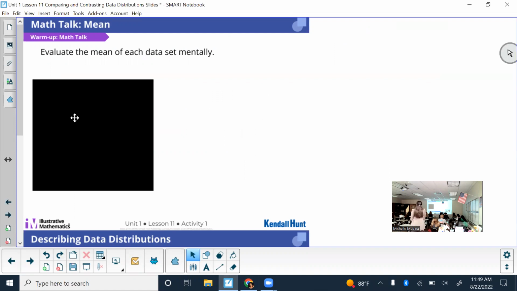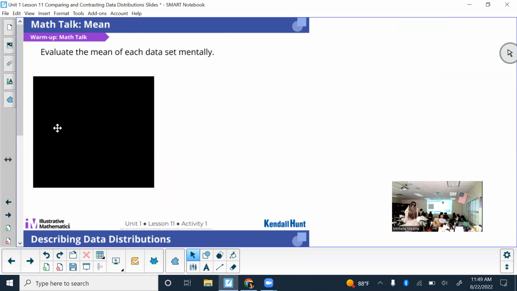The paper you should be looking at right now says warm up on it. We always start with some sort of warm up. Today it's called a math talk. Math talks is where you have to evaluate something mentally, so without scratch paper, without a calculator, because usually there's some sort of strategy or pattern you can use, which is the purpose of going through that. It's kind of like making you more fluent at it.